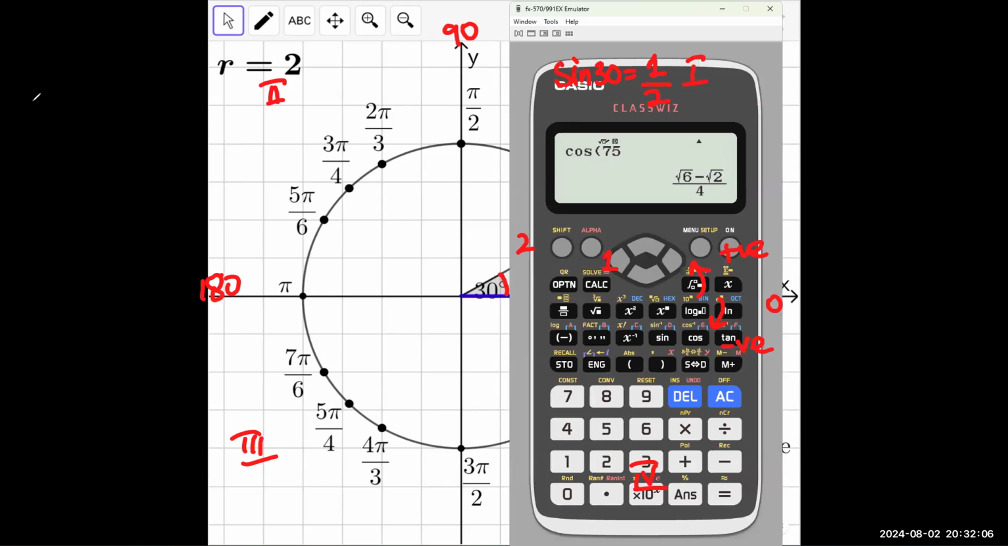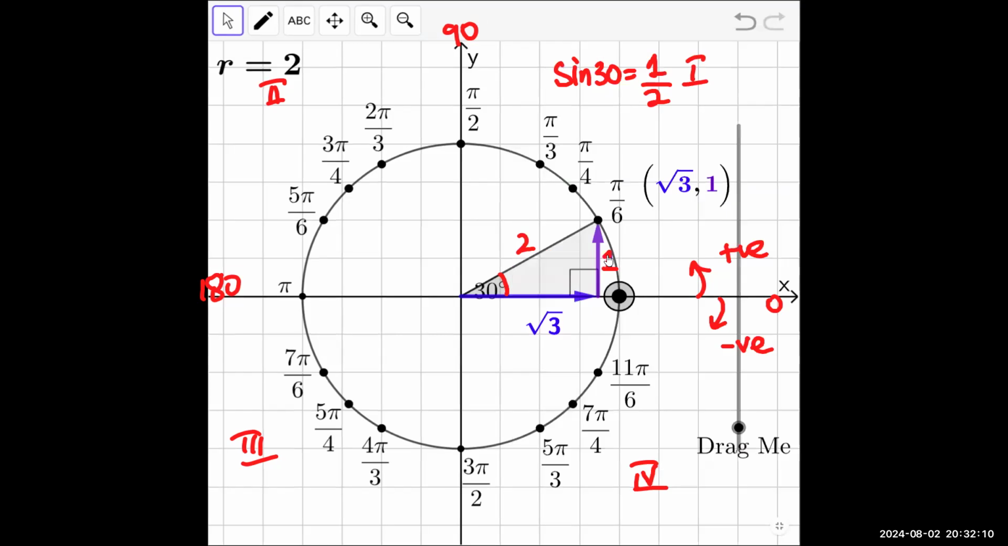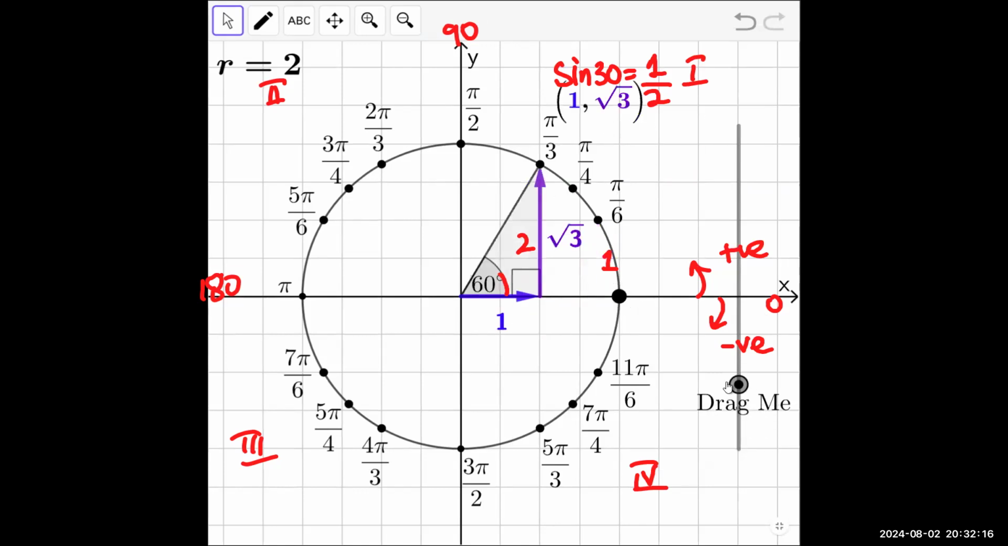Do you get it? Okay. Yes, sir. Good. Now, similarly, if I move the angle from 30 to 60, when it goes to 60, the perpendicular is under root 3 and the hypotenuse is 2. So under root 3 over 2 is sine 60.